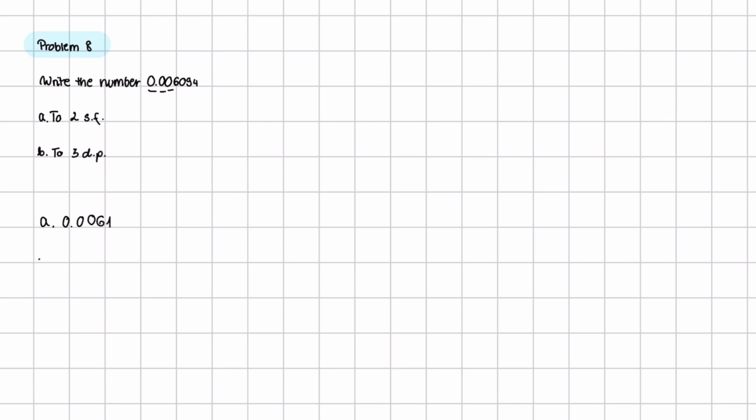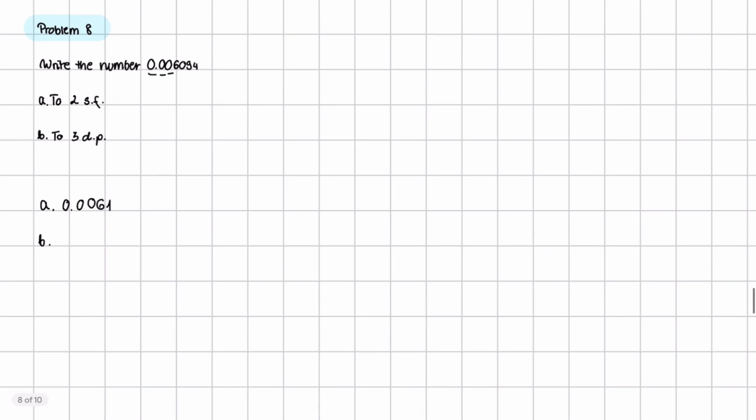And in point B we have to write our number to 3 decimal places, so 3 digits after the point or dot, so 0.006, because after 6 we have 0, so we do nothing with 6.